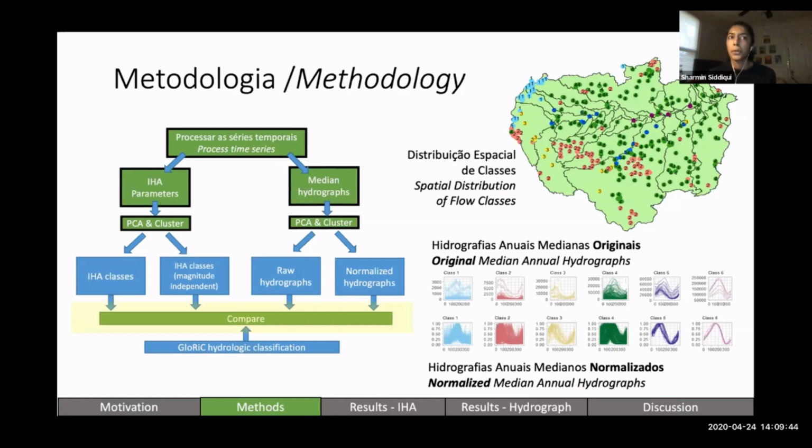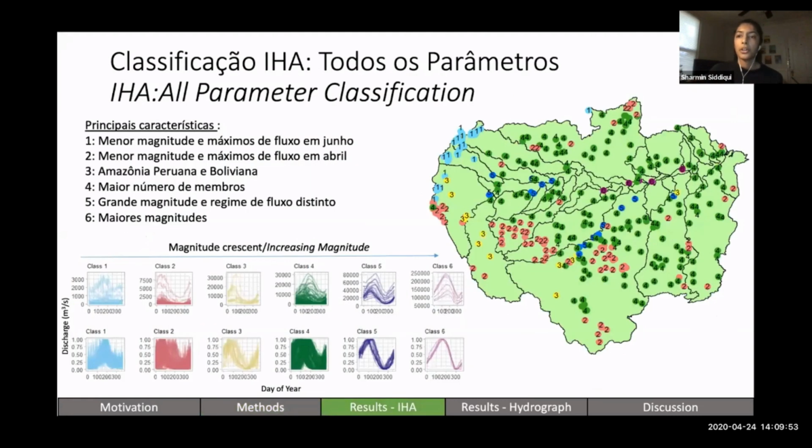We also computed the class stability and normalized cross-correlation to see how close the rivers in these groups were to each other. And so starting off with our first classification, IHA all parameter, I'll just highlight a few of the salient features that come out of these classes. So with class 1 and 2, we see both of them have relatively lower flow magnitudes, and class 1 has a wet season peak in June, while class 2 has one in April, indicating a difference in seasonal timing.